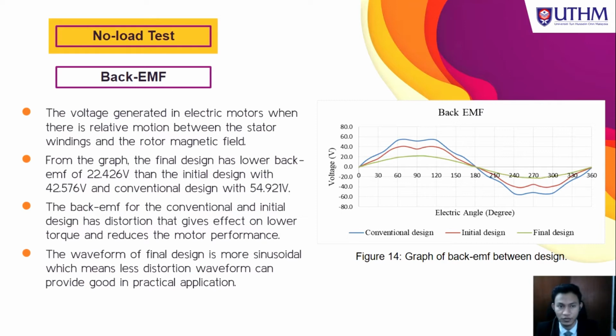From the graph, what I can analyze is that the final design has lower back EMF, which produces 22.426 volts compared to the initial design, which is 42.576 volts, and the conventional design produces 54.921 volts. So what I can say here is that the back EMF for the conventional and initial designs has much distortion that can affect lower torque and reduce the motor performance.